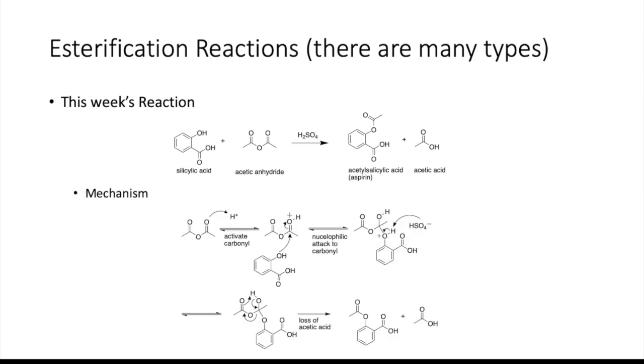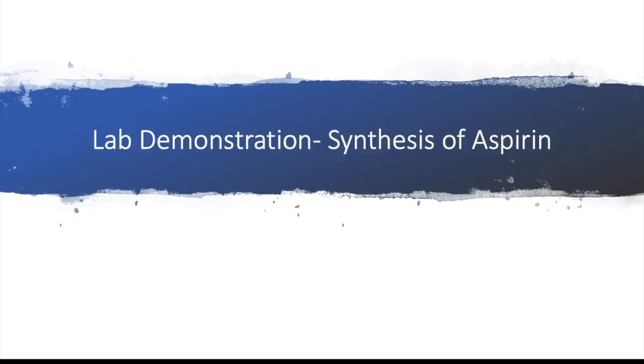We start by activating the carbonyl group in acetic anhydride. Then that allows the phenol group in salicylic acid to attack this carbonyl group. And then after doing some proton transfer, we can eliminate acetic acid, and that gives you your desired product. Alright, so now we'll start the lab demonstration video.